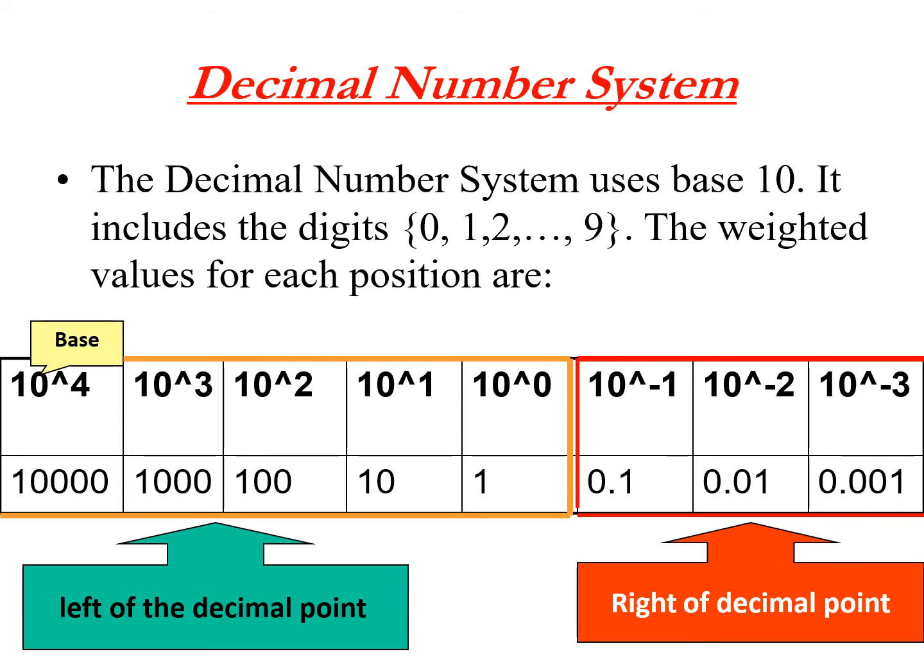Value of a decimal number is the sum of digits after each digit has been multiplied by its weight. So here, from the left of the decimal point we have 10 raised to power 0, then 10 raised to power 1, 10 raised to power 2, 10 raised to power 3, 10 raised to power 4. These are the bases. After the decimal point, 10 raised to power minus 1, negative powers of the base, then 10 raised to power minus 2, 10 raised to power minus 3. These are multiplied by the digits, then we sum up these products and we find the decimal number.